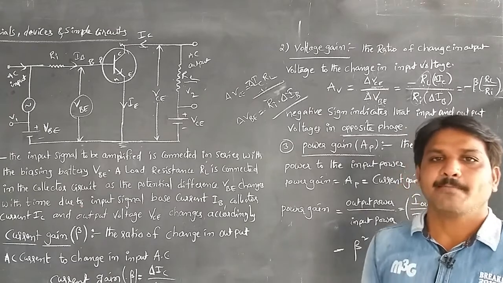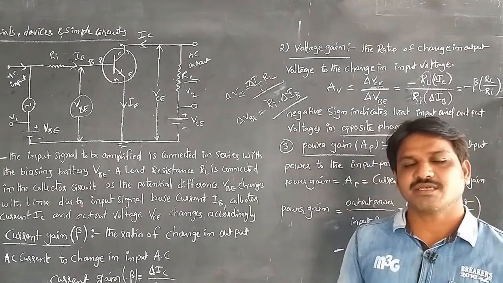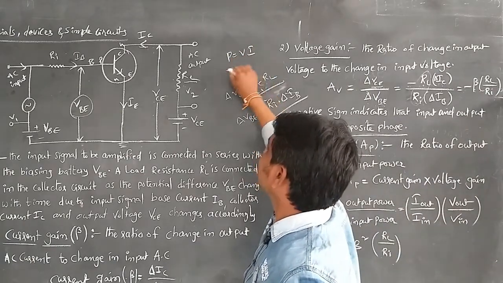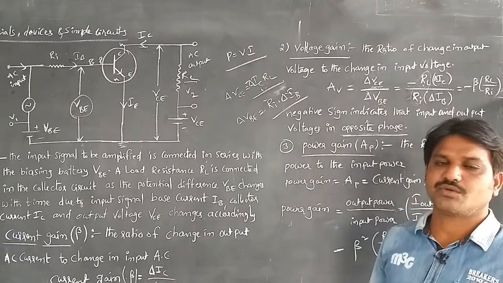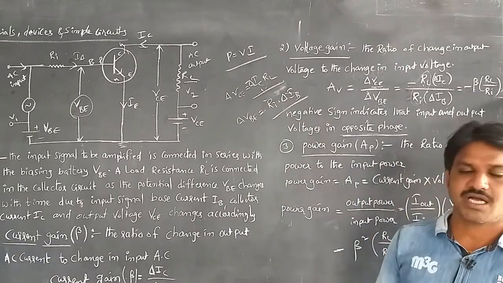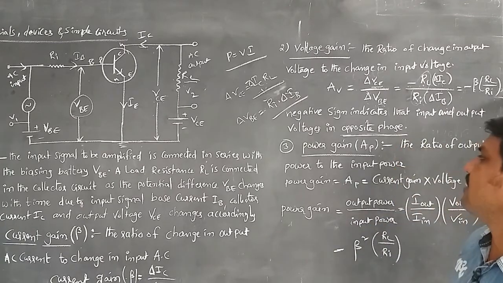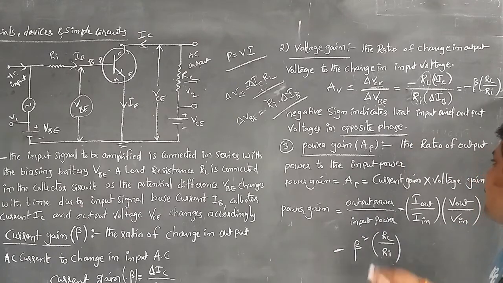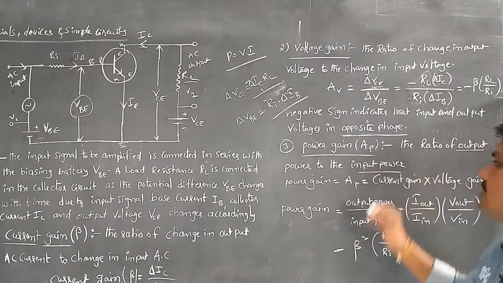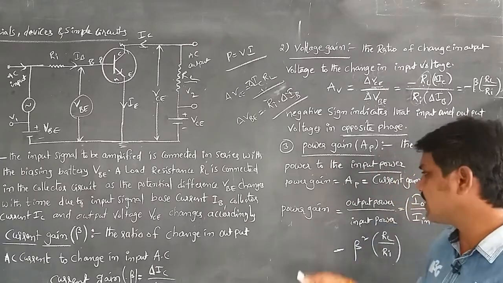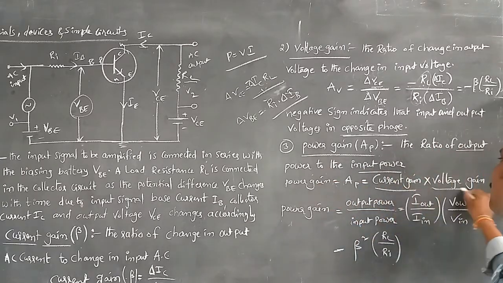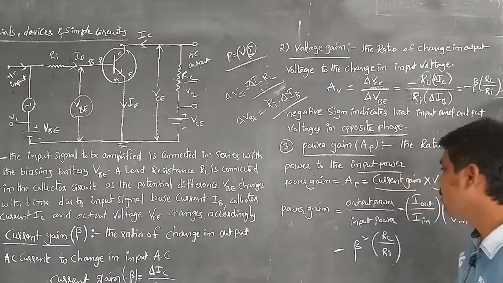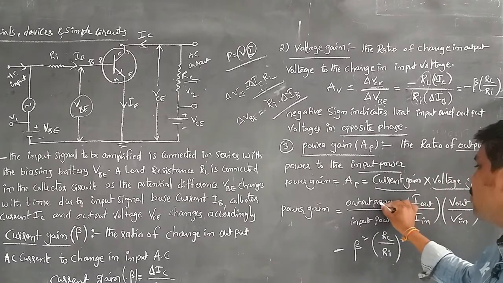The next one is the power gain. We know that power P is equal to V into I, voltage into current. The power gain is denoted by AP, and it is the ratio of output power to input power. That is the definition of power gain. So from that equation, power gain is equal to current gain into voltage gain, that is, output power by input power.